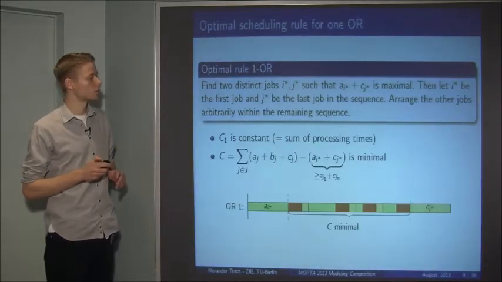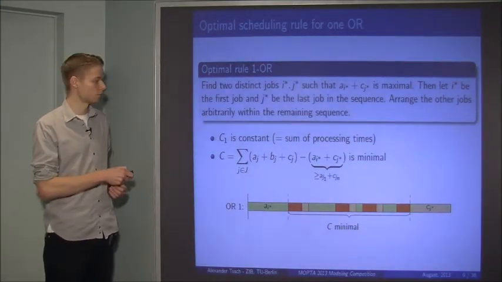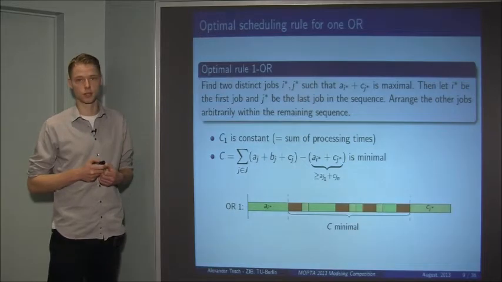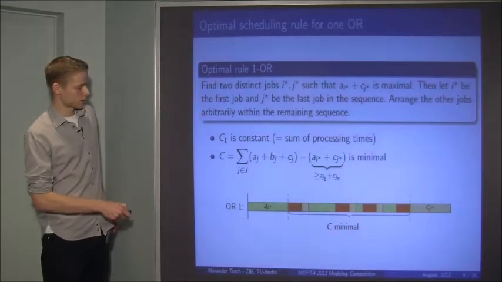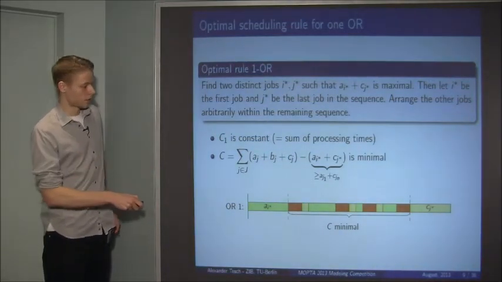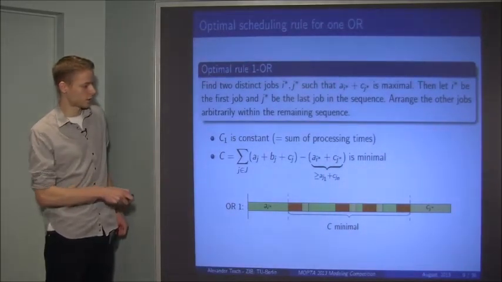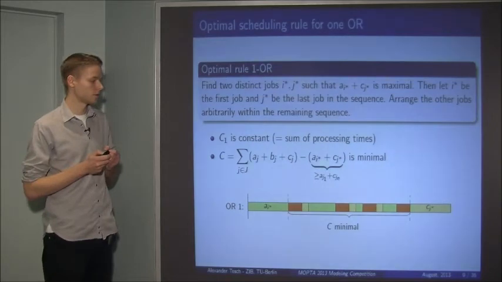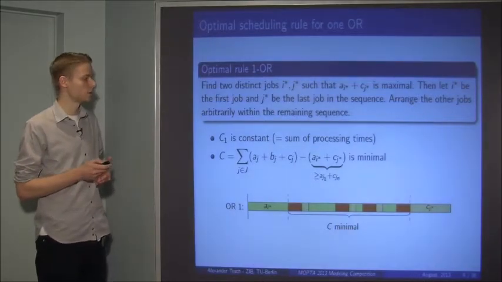It's pretty easy to see that this rule is optimal, because the shift length of the OR staff, and we just have one operation room, that means C1 is constant, because we just have to sum up all the processing times. Additionally, the working time of the surgeon starts at the starting time of the first surgery phase and ends at the last surgery phase. This time span is minimal exactly if A star and C star, the preparation phase of the first job and the cleanup phase of the last job, are maximal. And this is just what the rule says, so this rule is optimal. So actually pretty easy to see.